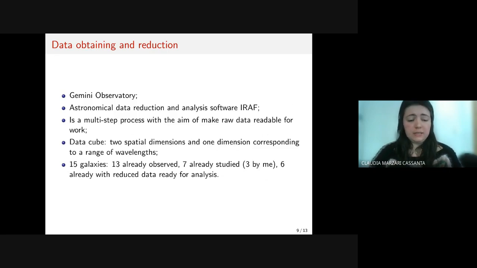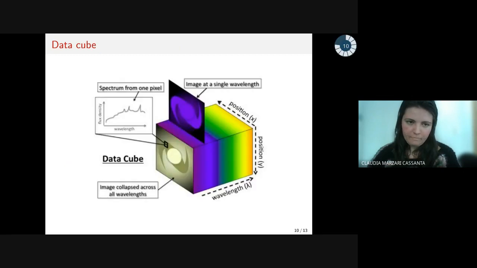Of the 15 galaxies in the subsample, 13 have already been observed, 7 have already been studied, 3 by me, and 6 already have reduced data ready for analysis. There's an image of the data cube, so I work especially with this spectrum here, adjusting these lines.